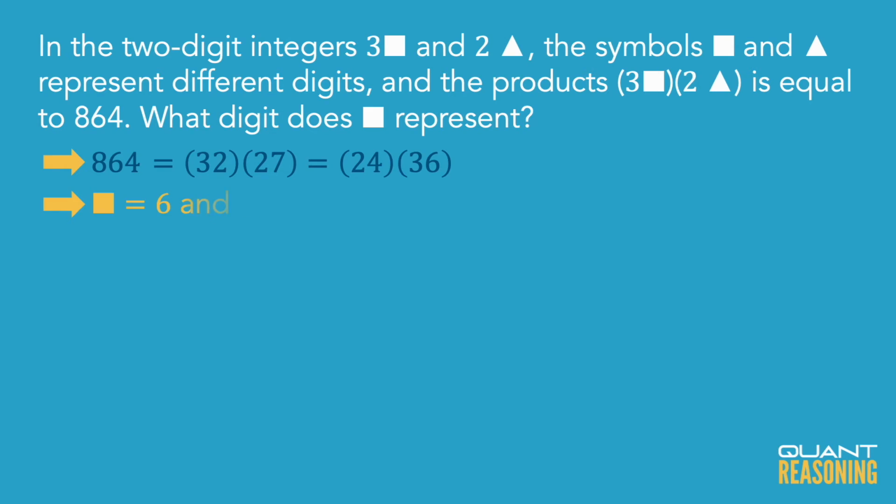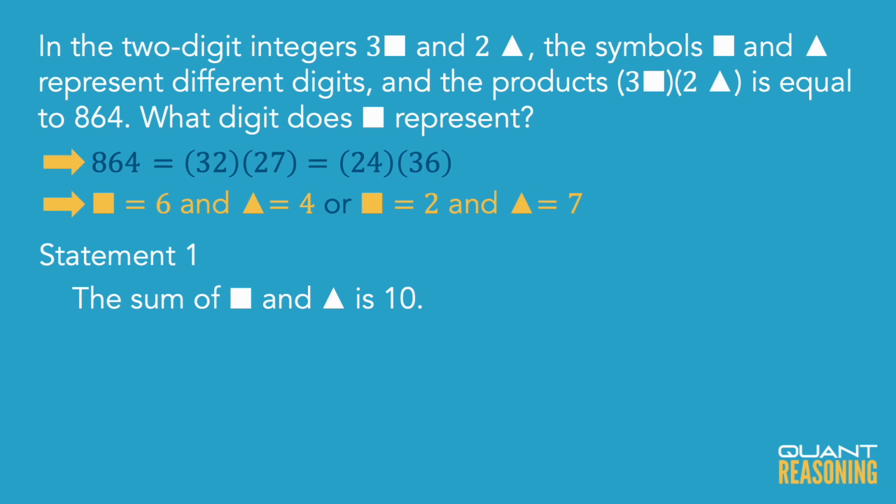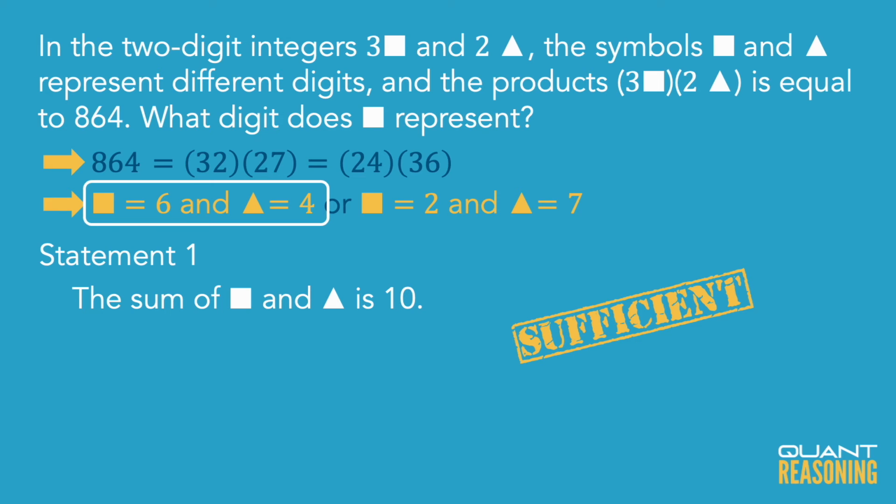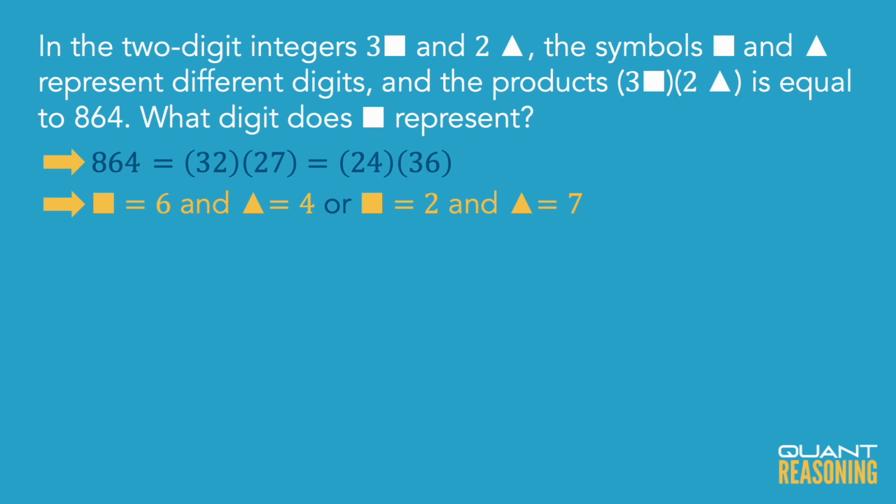So now I'm ready to go into the statements, knowing that all I have to do is eliminate one of the two possibilities. So to recap, we have 36 times 24, or we have 32 times 27. In other words, the square and the triangle are either 6 and 4, respectively, or 2 and 7, respectively. Now, statement 1 tells us that their sum is 10. Well, then it has to be 6 and 4, because the sum of 2 and 7 is not 10. So statement 1 is sufficient on its own.